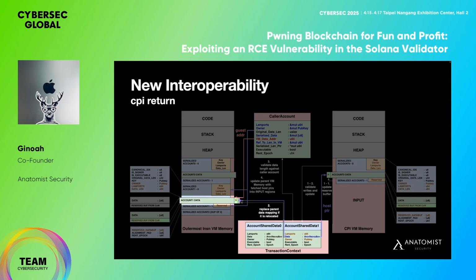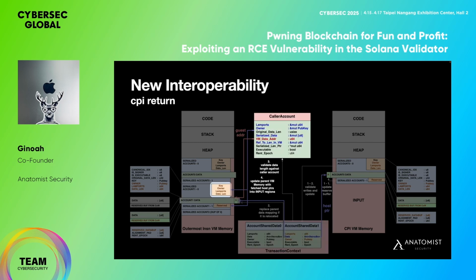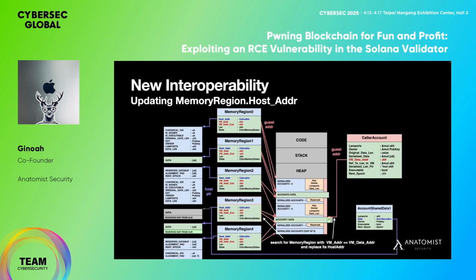Second, we check if the data buffer has been relocated. If it has, we need to replace the parent's data mapping to reflect the change. The rest follows the same process as in the legacy model. We perform some checks and update the account change back to the parent program.